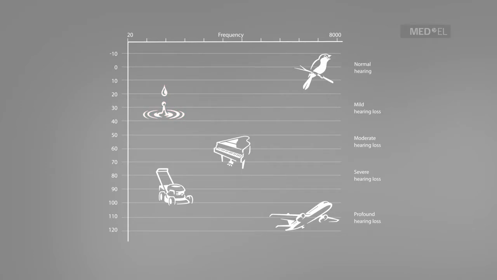A piano has a moderate loudness and medium frequency. A lawnmower is loud with a low frequency. And an airplane is very loud and has a high frequency.